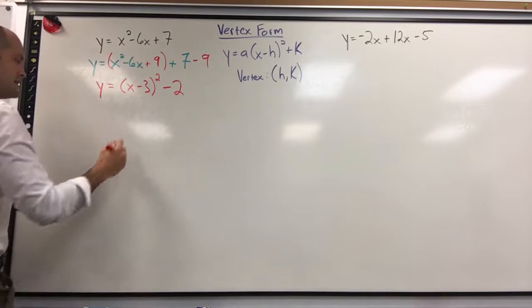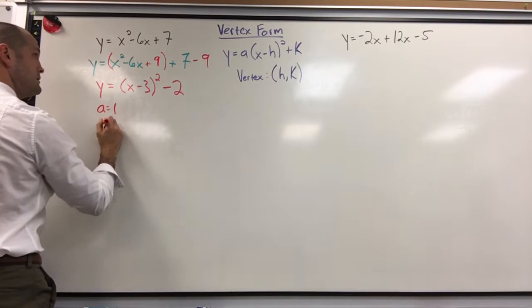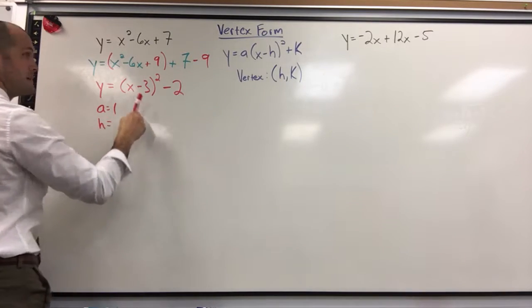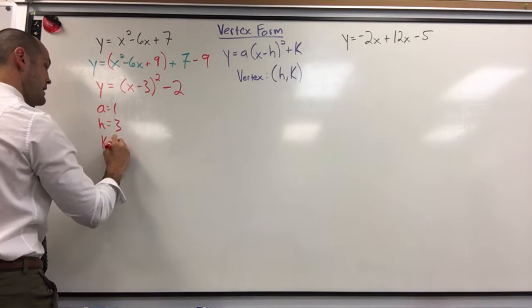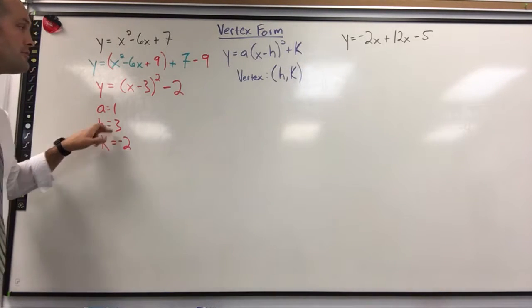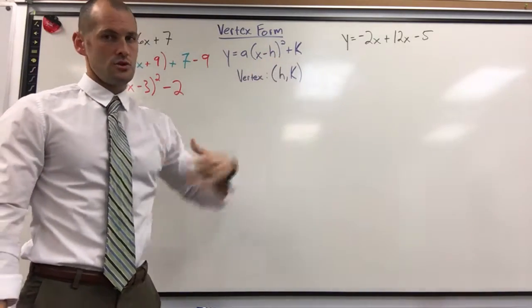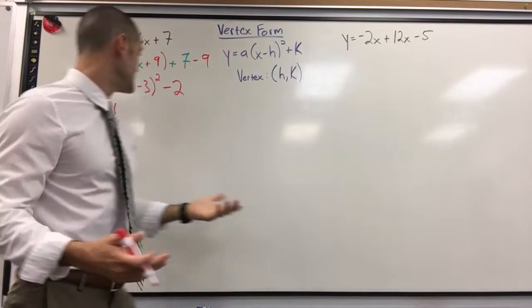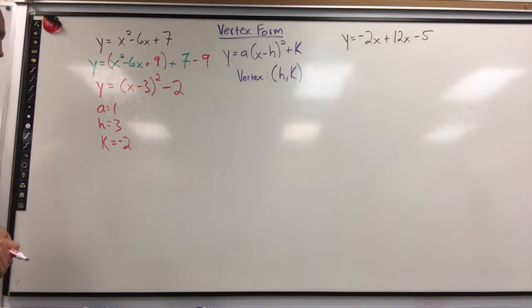So if I was diagnosing this and making sure we identify all parts, my a is 1. My h, careful here, is not negative 3. It's 3, and k is negative 2. That h value throws a lot of people off. The original formula subtracts the h value, so you have to ask yourself, what are you subtracting? I'm subtracting 3. So 3 is my h value.